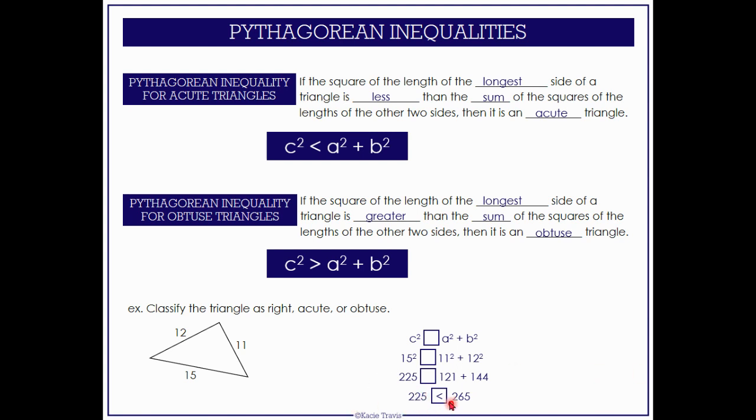So in this case, since a squared plus b squared ends up being greater than c squared, this is going to fulfill the top inequality, making this an acute triangle. Now, if it was the other way around, this would be an obtuse triangle. So that's essentially what we're doing here. We're checking these out.